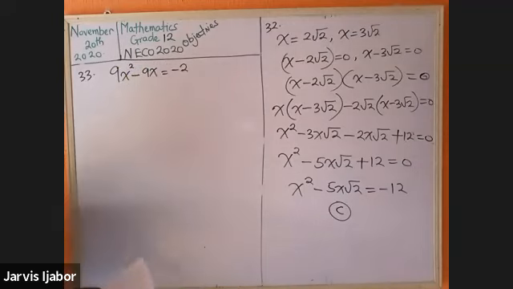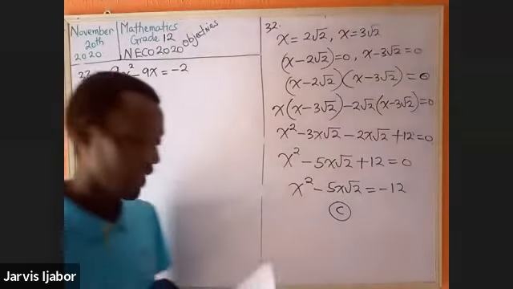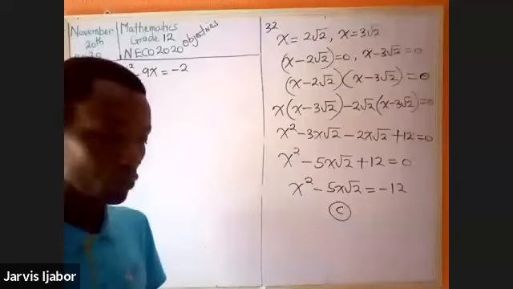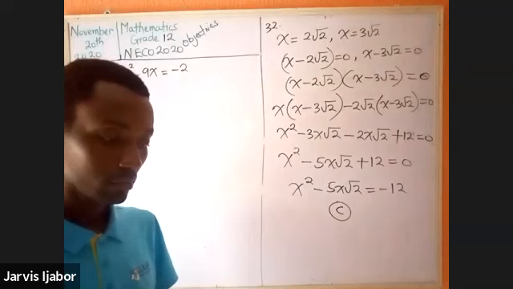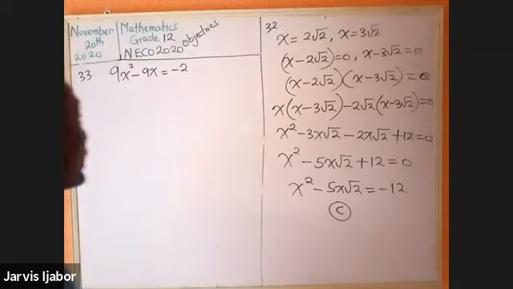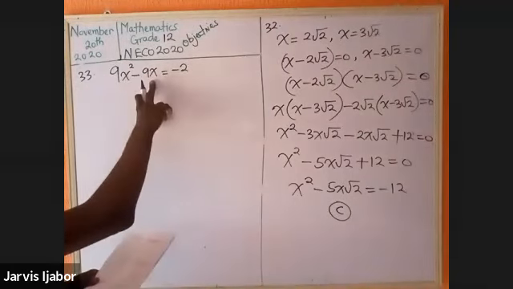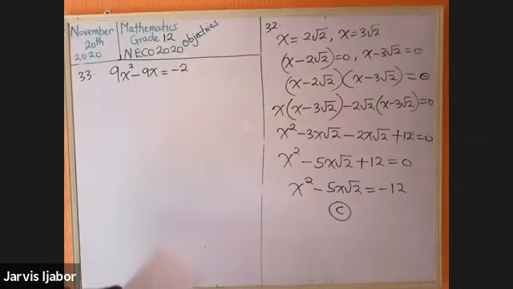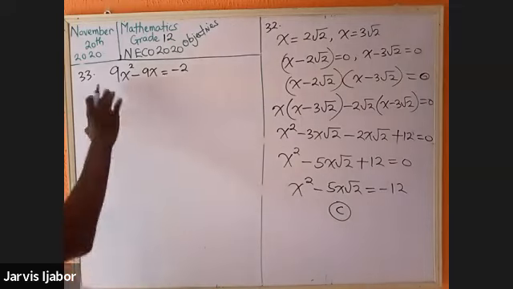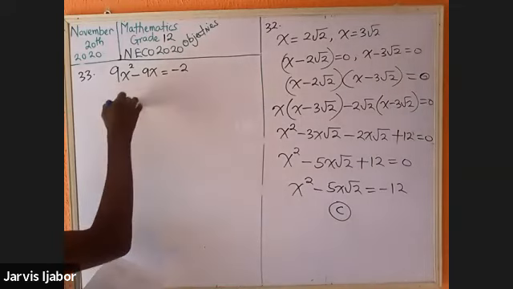The question reads, if alpha and beta are the roots of the equation 9x squared minus 9x equal to negative 2, find the value of 1 over alpha plus 1 over beta. Now, this is the equation you're given. You need to write it in its standard form.